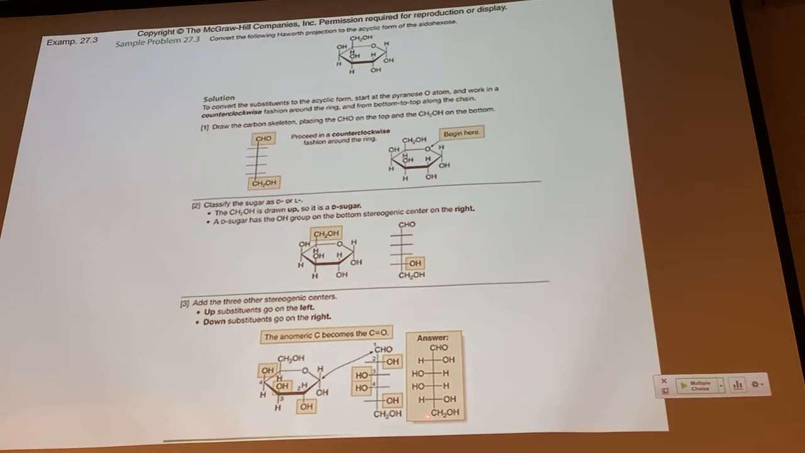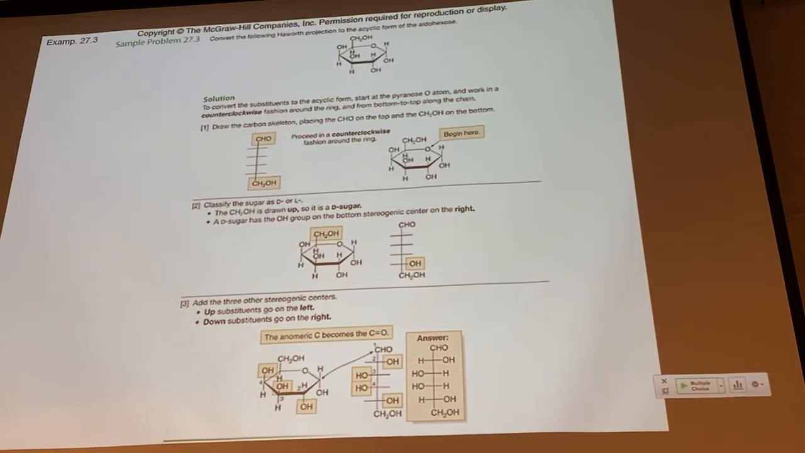So, can anyone tell me which monosaccharide this is? I'll give you a hint, it's one of the ones we need to learn. So if you don't know it now, yes, it's galactose, okay? Galactose is the C4 epimer of glucose. Only differs at C4, okay?